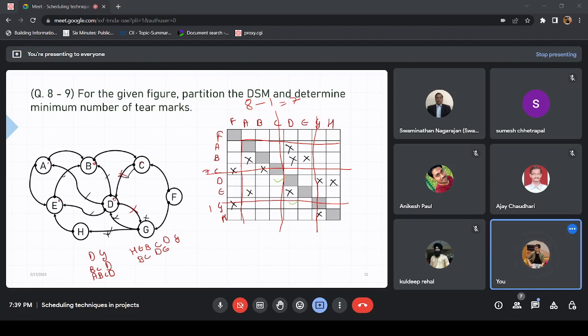Now we have got B again as an empty column, right? Sorry, yeah, B as an empty column. Okay. I am using the eraser also.